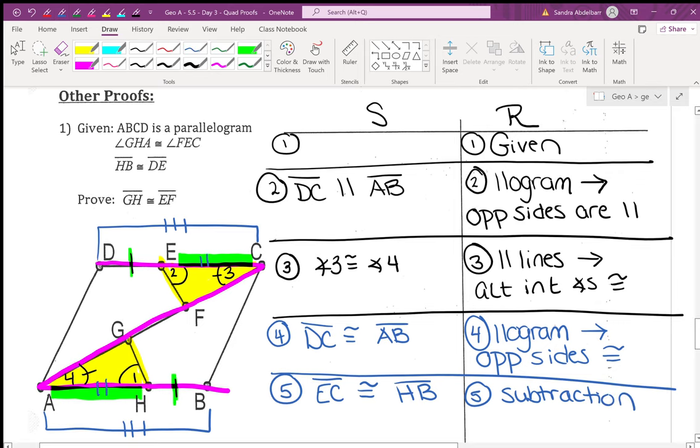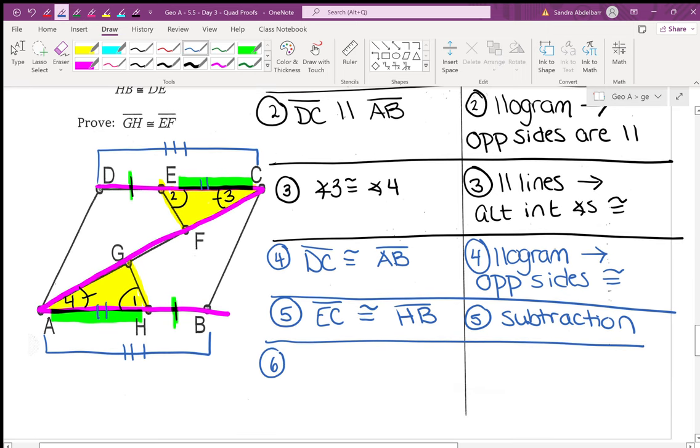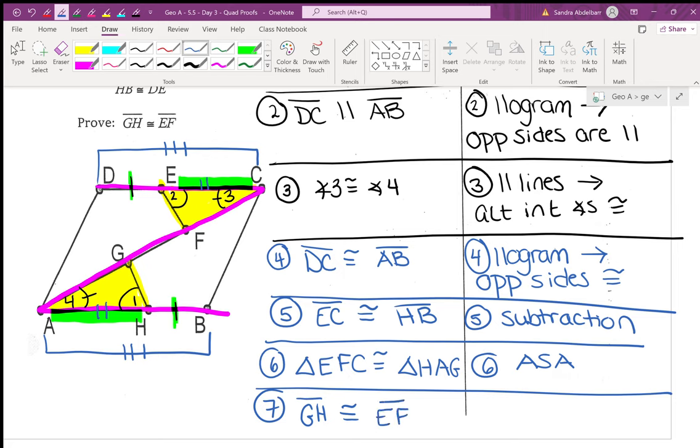So now I can finally say the triangles are congruent. So step number 6, triangle EFC is congruent to triangle HAG. Angle, side, angle. And then we can CPCTC what we need. GH is congruent to EF, CPCTC.